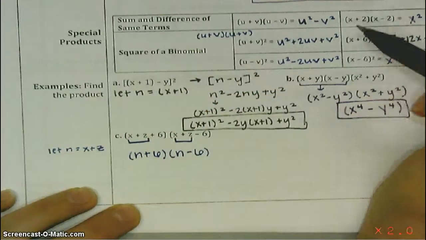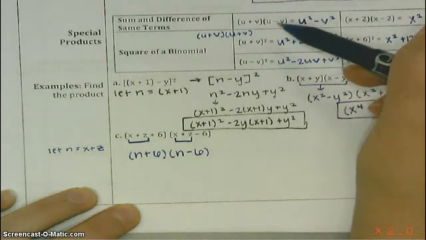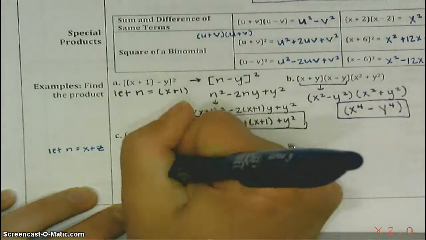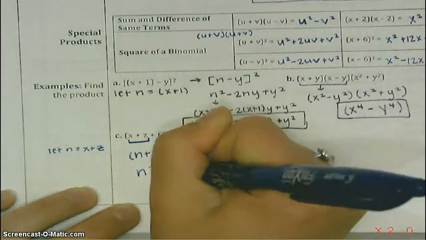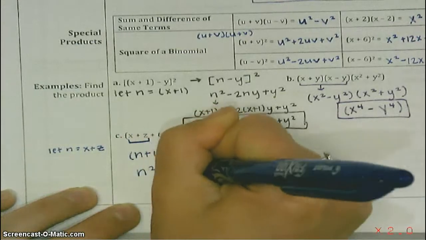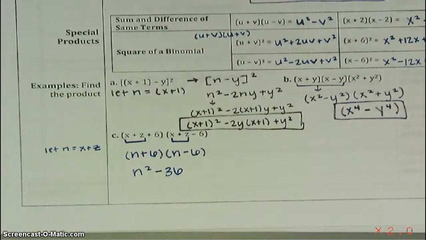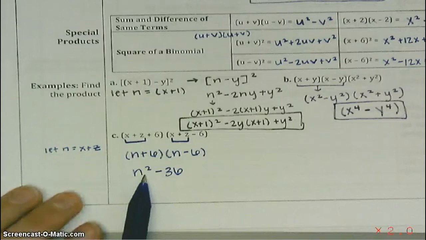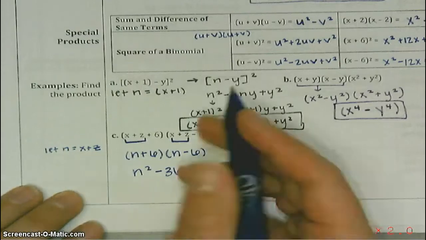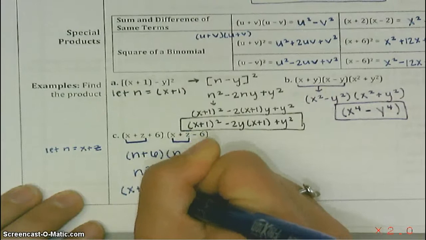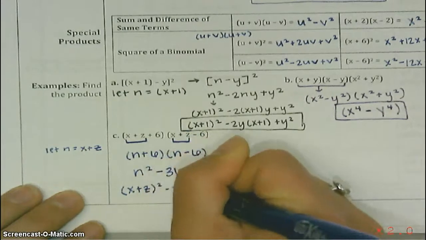And if you compare it to the properties up here, you might notice that we have the first property again. So when FOILing this, you're going to get n squared, what would that be, minus 36? All you have to do then is back substitute. So that means that here we have n squared. Just replace n with what it's equal to, and I would leave it in parentheses. So it's going to become (x plus z) squared minus 36.